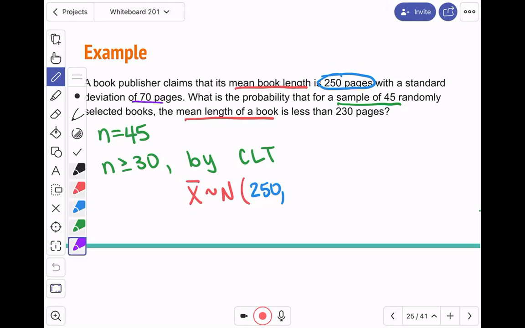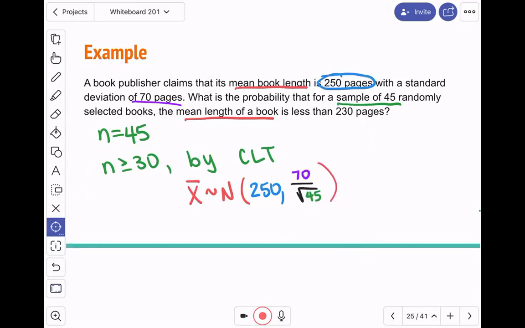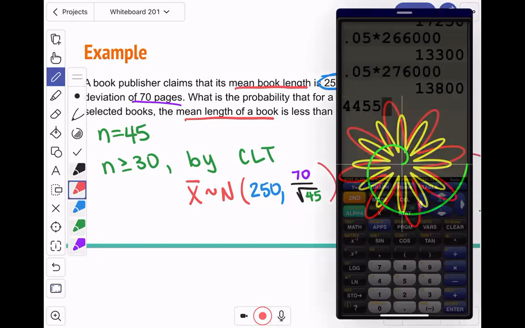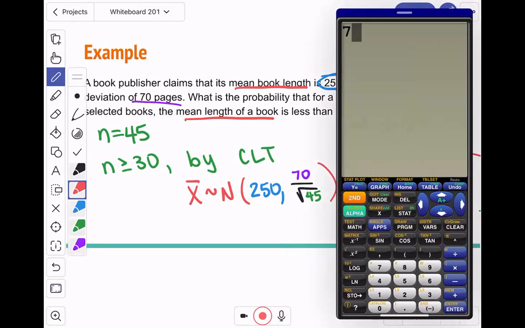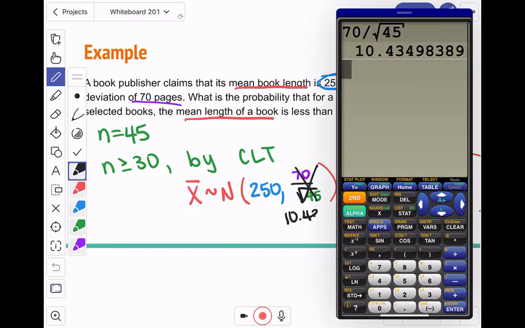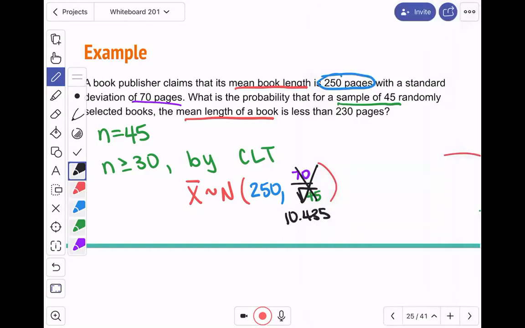70. Now, for this particular problem, I have to divide that 70 by the square root of the sample size, which is 45. This is now called the standard error, but the standard error is just a standard deviation. If I do 70 divided by the square root of 45, I get this number right here. So for one book, the standard deviation was 70. For a group of 45 books, though, the standard deviation decreases to 10.435.